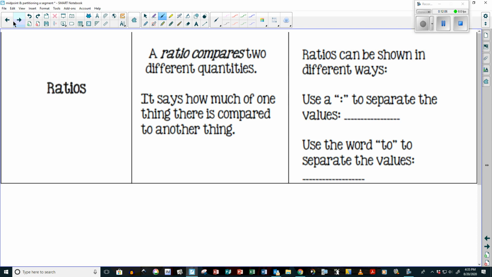All right, last part of our lesson is talking about ratios. Ratios compare two different quantities. It says how much of one thing there is compared to another thing. So ratios can be shown in different ways. You can use a colon and separate the values like 1 colon 2. Or you're going to use the word to when you're saying it: 1 to 2. So those are just two different ways that it can be expressed.